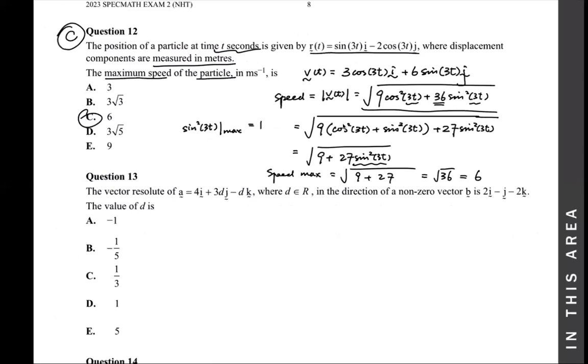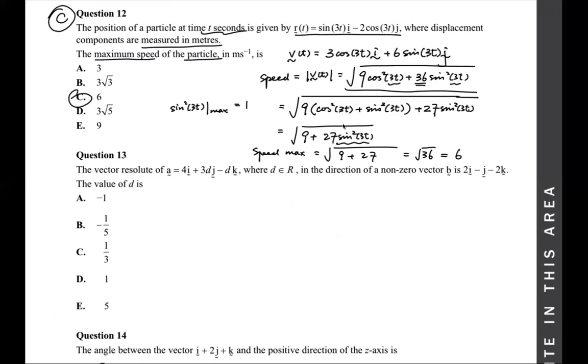Okay, now question 13 is a little bit interesting because it tells you the vector resolute of A in the direction of B is this thing, okay? So A parallel is going to be 2i minus j minus 2k. And also, A itself is 4i plus 3dj minus dk. So we want to find the value of d.